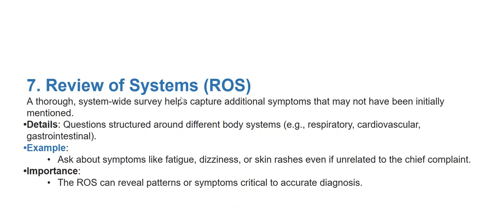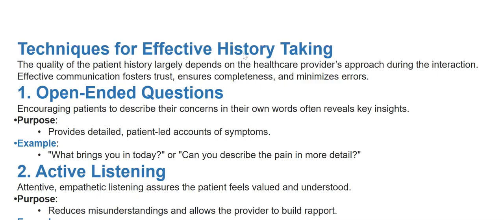Review of systems, ROS. A thorough system-wide survey helps capture additional symptoms that may not have been initially mentioned. Details here: questions structured around different body systems, for example, respiratory, cardiovascular, gastrointestinal. Example, ask about symptoms like fatigue, dizziness, or skin rashes, even if unrelated to the chief complaint. Importance: the ROS, review of systems, or systematic review or systemic review, can reveal patterns or symptoms critical to accurate diagnosis. Techniques for effective history taking.